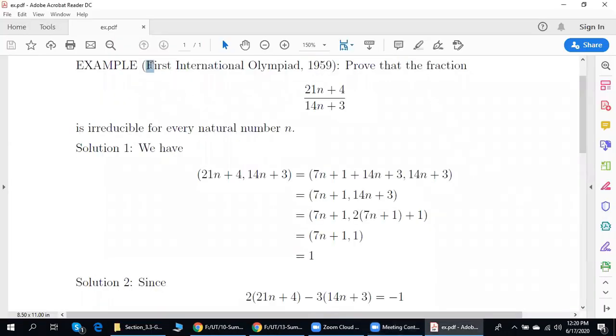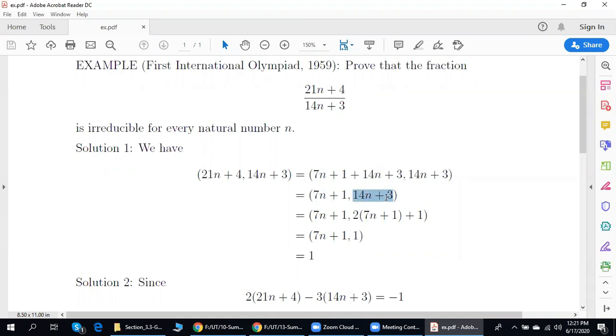Please take a look at this. This problem was taken from the International Olympiad. Prove that the fraction is irreducible for every natural number n. Solution 1. Note that 21n plus 4 can be rewritten as this, and now cancel out this term. Done.